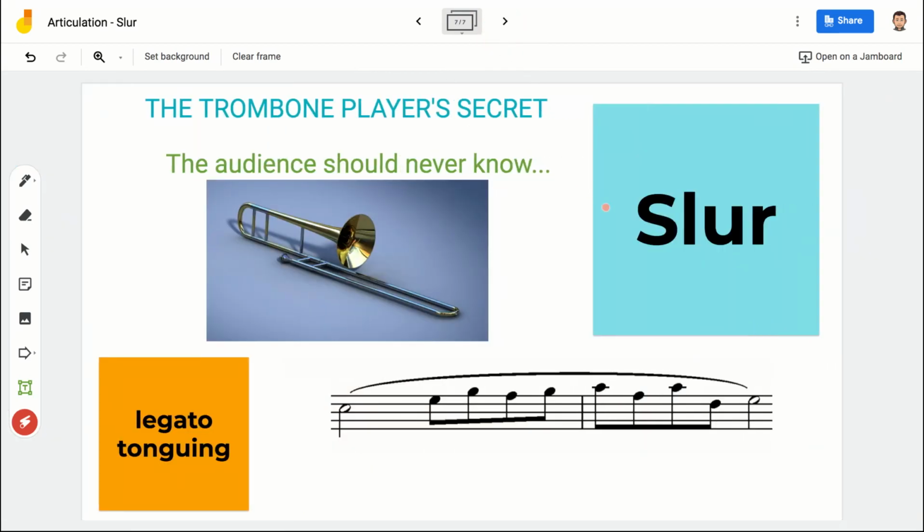Finally, I wanted to talk about something trombone players have to deal with. So trombones, this is just between you and me, the trombone player's secret that the audience should never know. Trombones are not allowed to just not tongue. They can't just decide not to tongue to make a slur, because it'll sound like this.